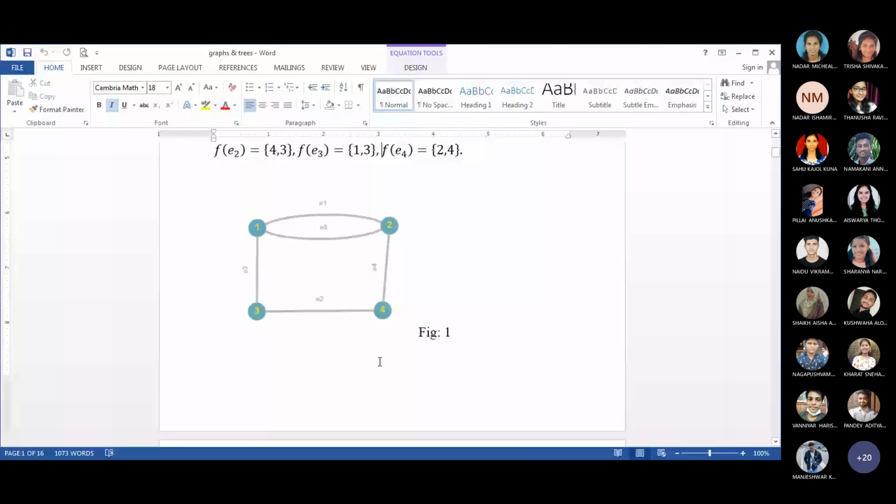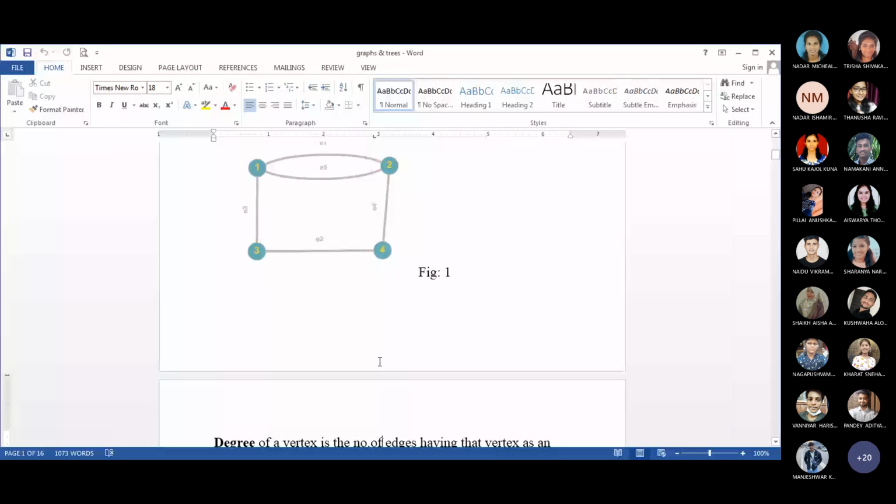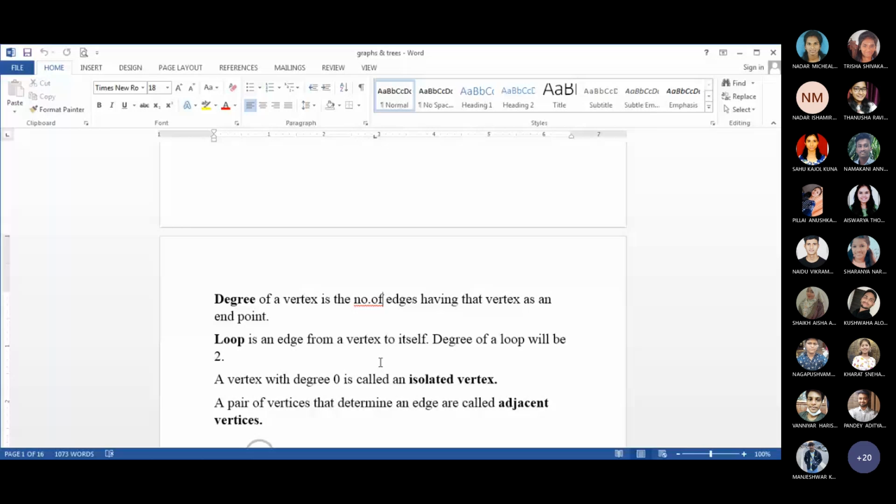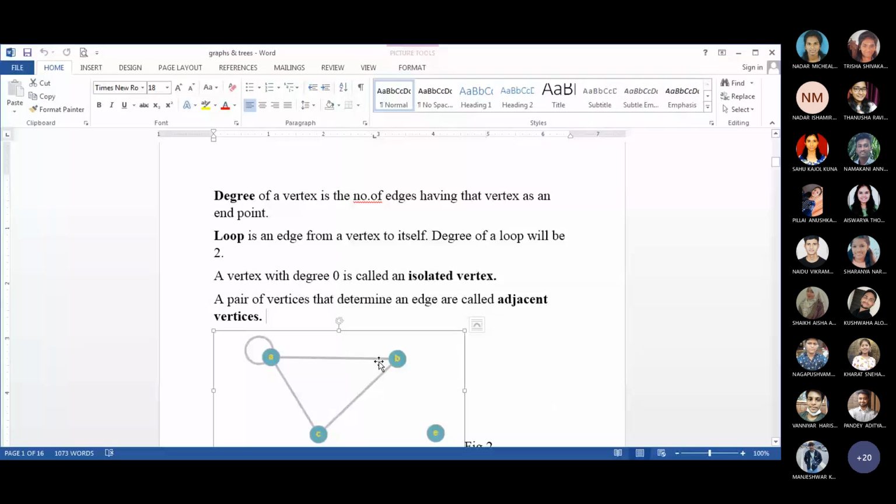We discussed various definitions like degree of a vertex. What is the degree of a vertex? It is the number of edges having that vertex as an endpoint. That is called the degree. A loop is basically an edge from a vertex to itself. The degree of a loop will be 2. A vertex with degree 0 is said to be an isolated vertex. A pair of vertices that determine an edge are called adjacent vertices.